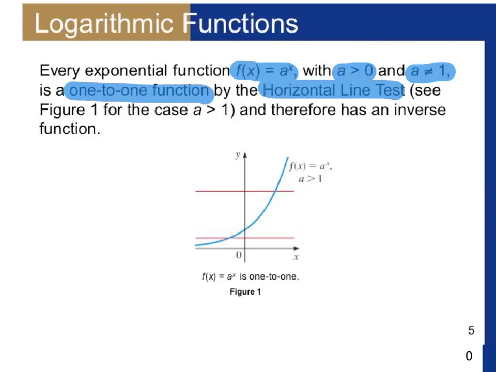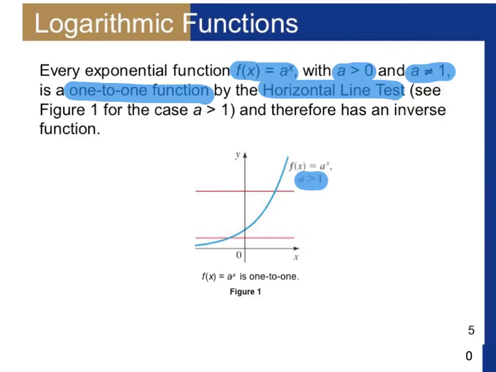This is for a greater than 1, but you can see that this function, which goes through (0, 1), has domain all reals and range y greater than 0. As we draw horizontal lines, we can only cross it once, or not at all. So we can't cross it more than once. So it is a one-to-one function, which means it does have an inverse.